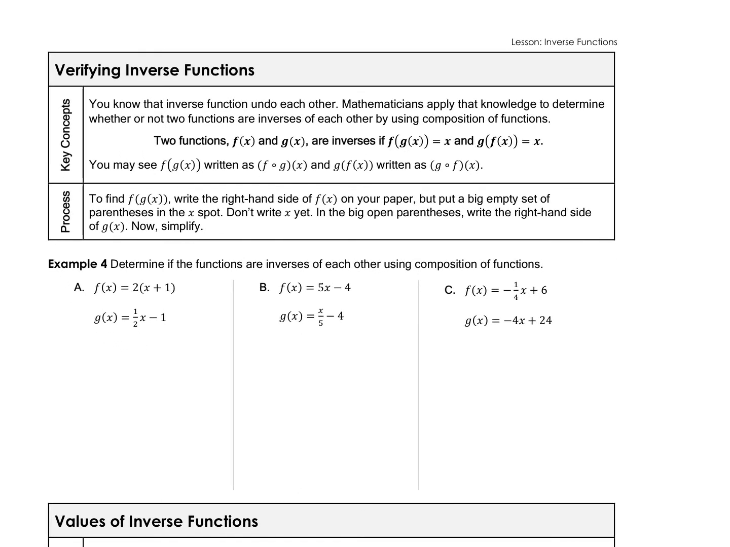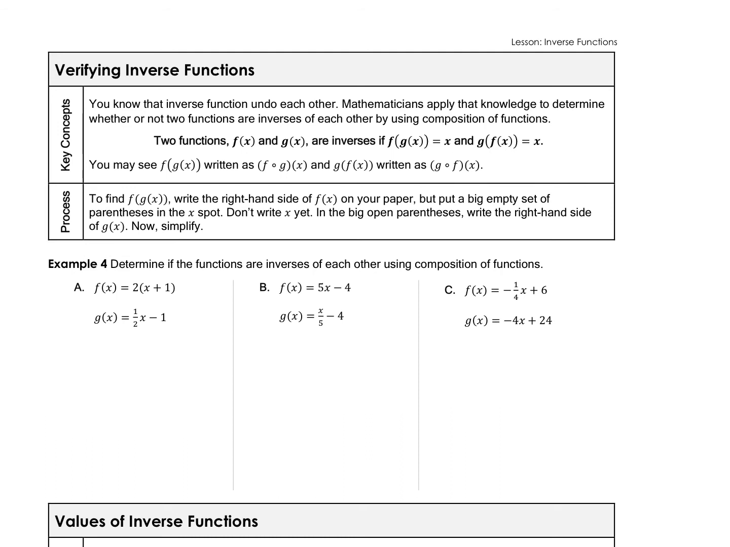So it says two functions f of x and g of x are inverses if f of g of x equals x and g of f of x equals x. So basically you're taking one function and plugging it into the other in place of your x, and then vice versa. Once you put it together, it should equal x if they're inverses. Okay, so example 4, determine if the functions are inverses using composition of functions.